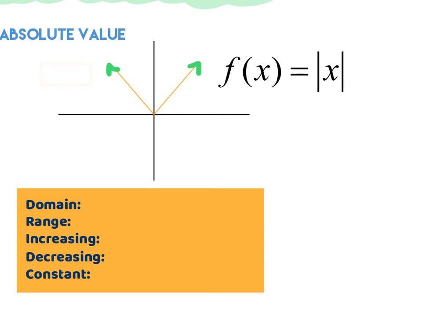So what would be the domain of my absolute value function? Negative infinity to positive infinity. My arrows are pointing both left and right.